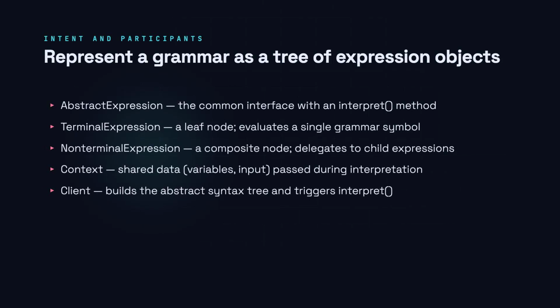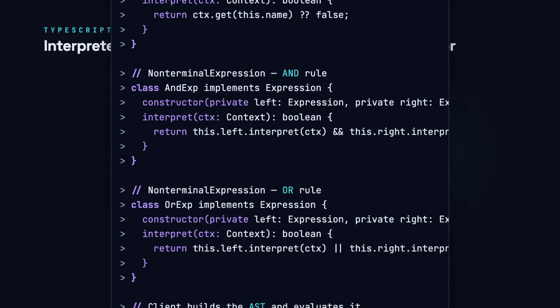All classes share an abstract expression interface that declares a single interpret method. Leaf rules, things that cannot be broken down further, become terminal expressions. Rules that combine other rules become non-terminal expressions, which hold child expressions and delegate to them. A context object carries any shared state, and the client assembles the tree and calls interpret on the root. Let us walk through this step by step.